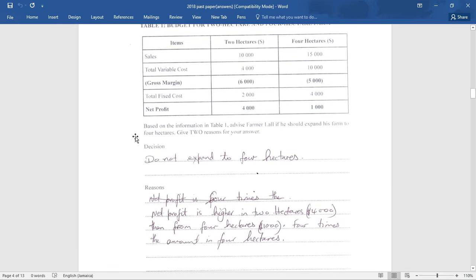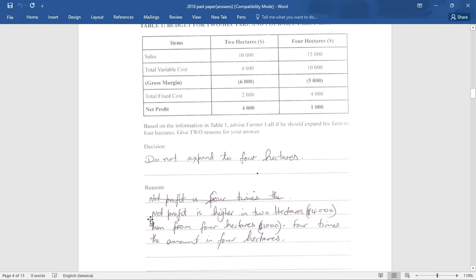Based on the information in table 1, advise Farmer Lal if he should expand his farm to 4 hectares. Give 2 reasons for your answer. So the decision there is that he should not expand his farm to 4 hectares. And let's go to the reasons.